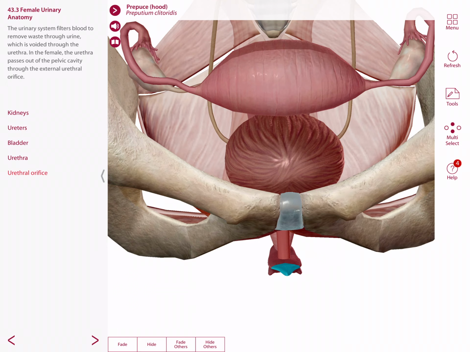Now that can be fairly serious, and what we really don't like is when they start to climb up the ureter and get into the kidneys themselves. That can be quite dangerous.